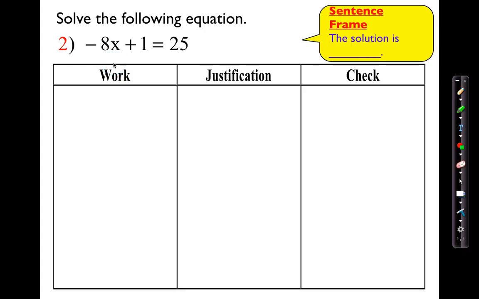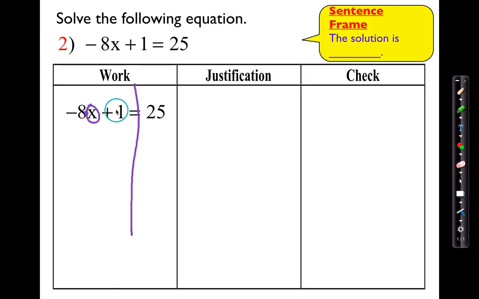Let's try another example. First, I'm going to write the problem for my work. Now I'm going to identify the variable y, just to get my focus on one side of the equation. Since the variable is on the left, my focus is on the left. You can even cover the 25, pretend it doesn't exist for right now. And I'm going to look to see, is it going to be easier to get rid of this negative 8 that's being multiplied by x, or would it be easier to get rid of this plus 1?